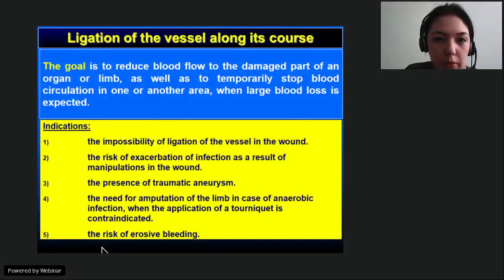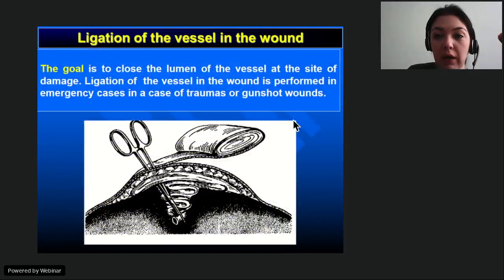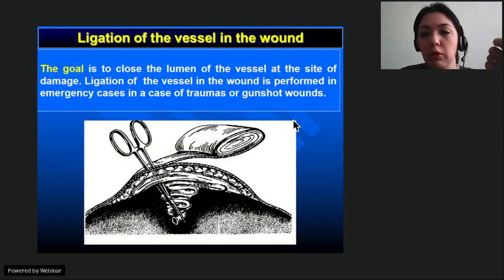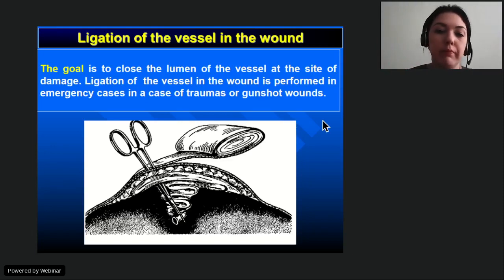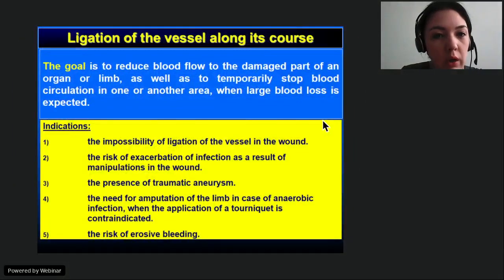I hope it's clear. First, you find the vessel, you apply a clamp onto it, you can use a Deschamps needle, which we saw at our practical classes last week. We conduct the thread under the vessel and we tie a knot, and that is all. And then we remove the clamp and the bleeding has stopped. That is ligation of the vessel in the wound.